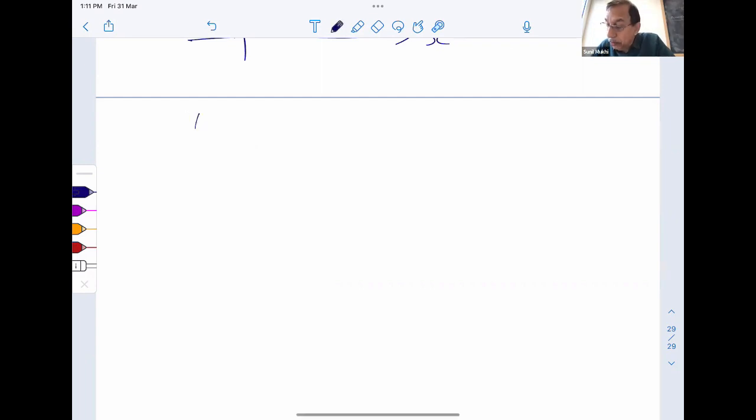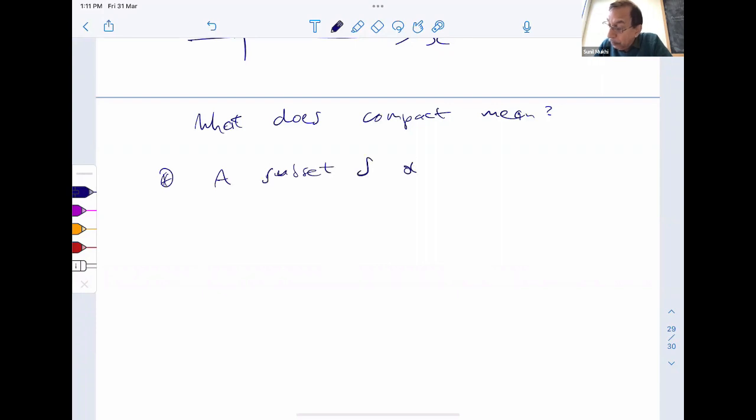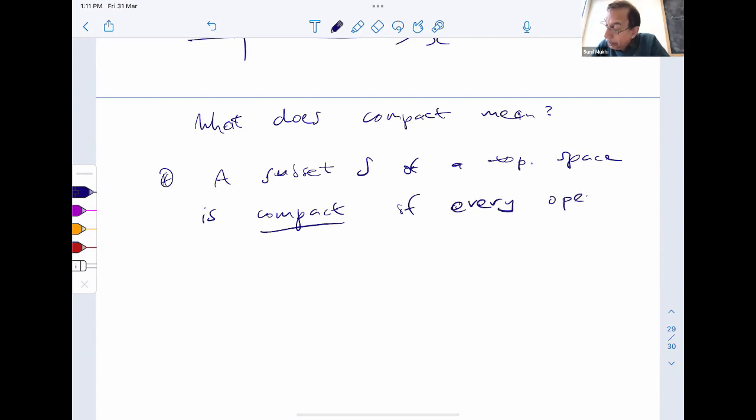And so let's do that now. What does compact mean? So first, let me write down for you the official topology definition. A subset S, this is true for any topological space, is compact if every open cover admits a finite subcover.